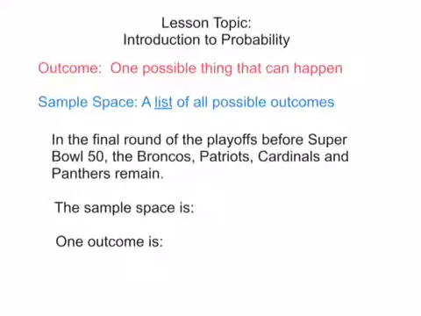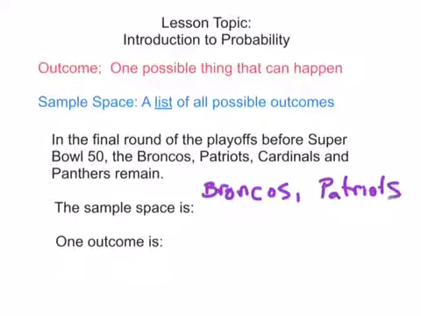So for a quick example, this says in the final round of the playoffs before Super Bowl 50, the Broncos, Patriots, Cardinals, and Panthers remain. So what is our sample space? Again, in this case, you need to write out a list of all the possible outcomes. Well, the Broncos might win. The Patriots might win. The Cardinals. Or the Panthers.